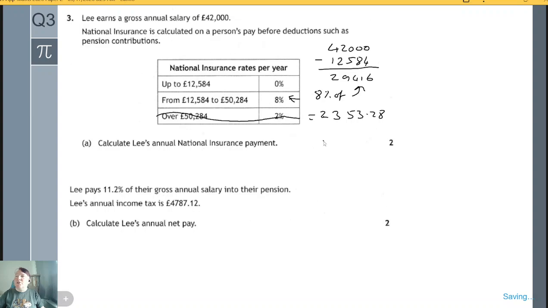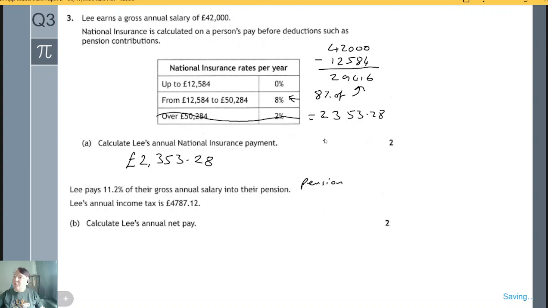So his national insurance payment is £2,353.28. He pays 11.2% of his gross, so that's the 42,000, into the pension. Their annual income tax is 4787.12, and we have to work out the annual net pay. So let's work out their pension first.